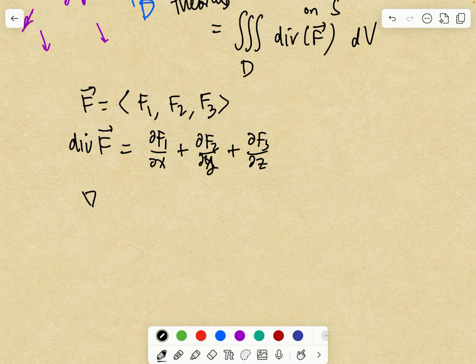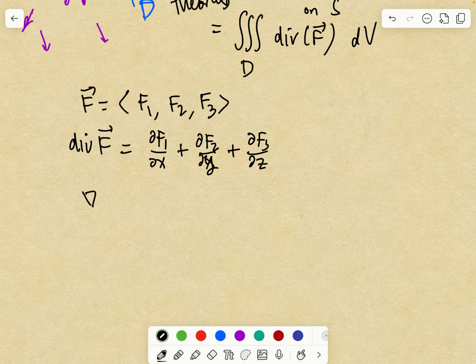And so this flux, that's the thing we're trying to calculate, right? This is the thing that the question is asking for. The divergence theorem says that it's the same as the triple integral of the divergence of f. And we know that the divergence of f is what we just found. So the net outward flux by the divergence theorem is this triple integral of yz plus xz plus xy over the solid D.